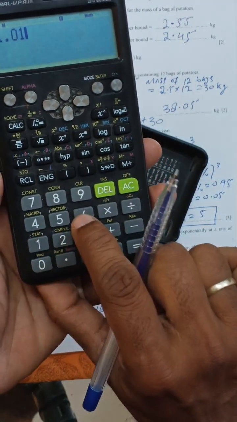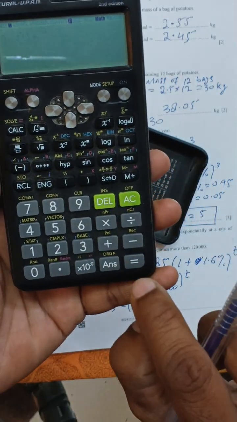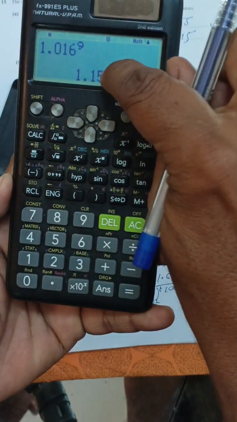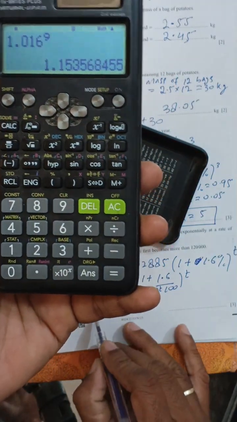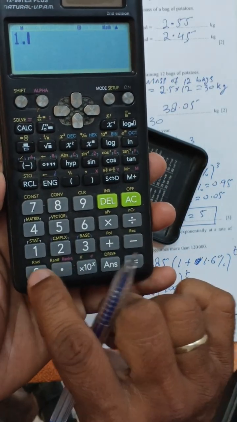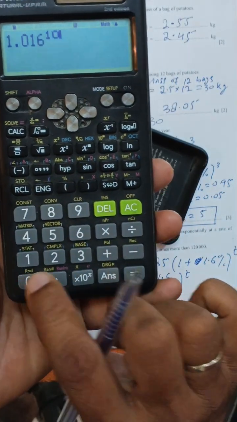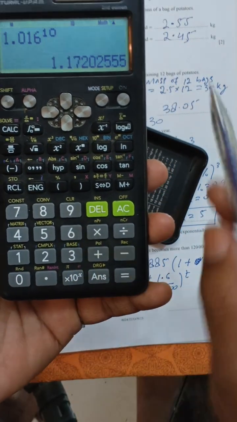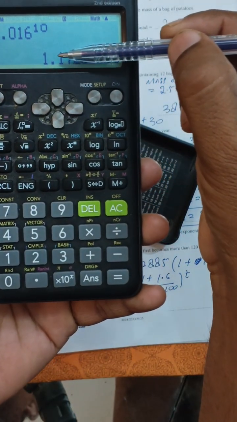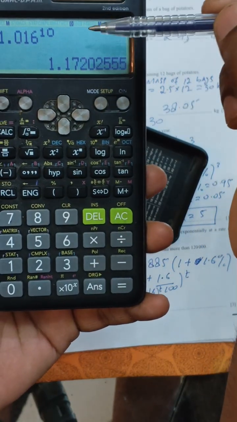So look at this one. If we substitute 1.016 power 9, it is 1.15, it is 1.16. Now we put the power 10, 1.016 power 10. After 10 years, you will have 1.17, more than this value.